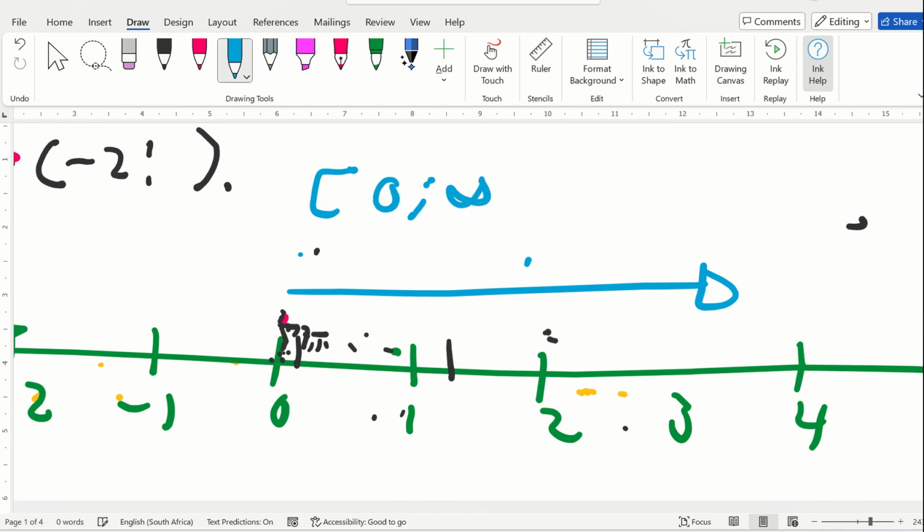Now, a law in maths: whenever you put infinity as a range or domain, you always put open brackets. Don't ever include anything, whether negative infinity or positive infinity, always do this. So your answer will look like that, could look like this.